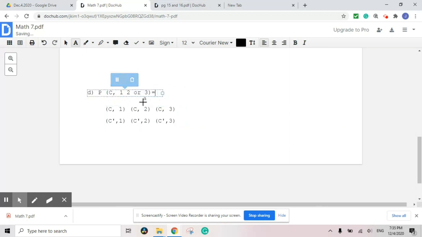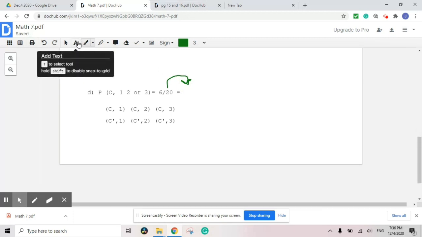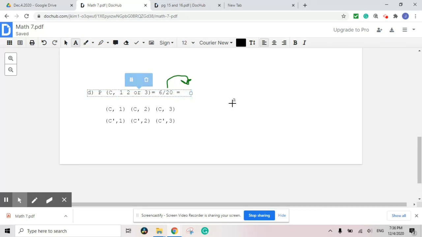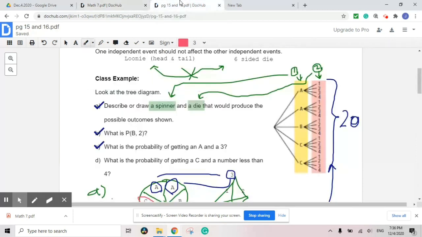So that's a fancy way of saying I have 6 over 20, which I can simplify by dividing everything by 2. 6 divided by 2 is 3, 20 divided by 2 is 10, and that is equivalent to 0.30, which ultimately turns into 30%. That's how you solve the problem, folks, when it comes to any real life situation.